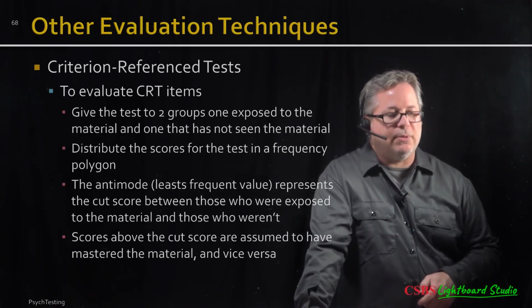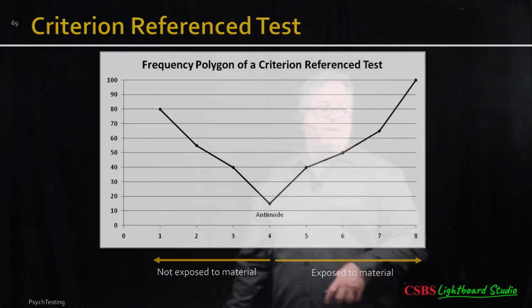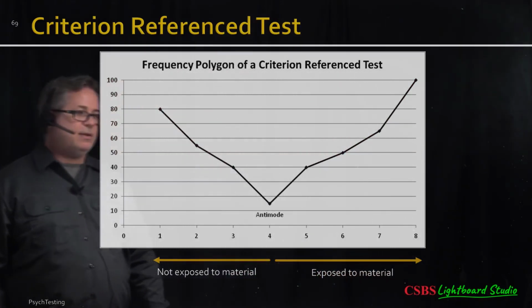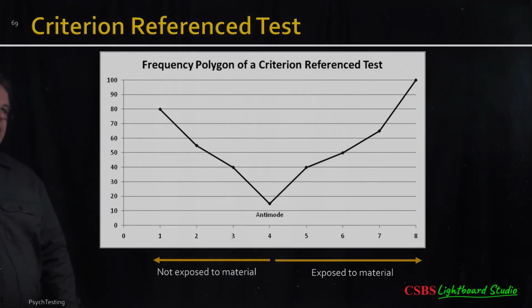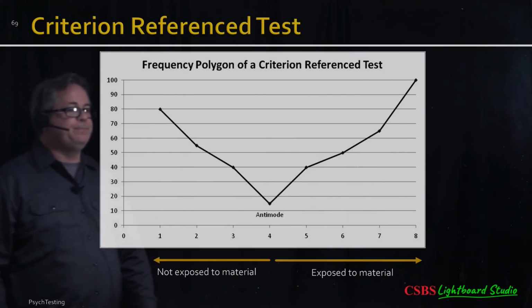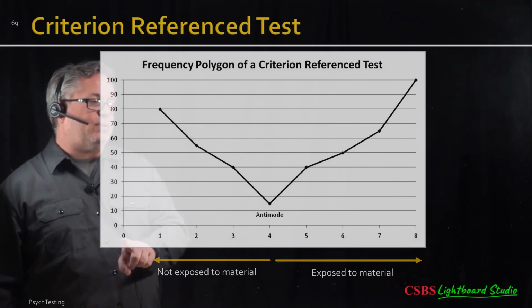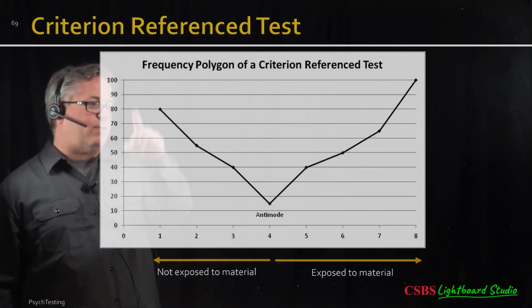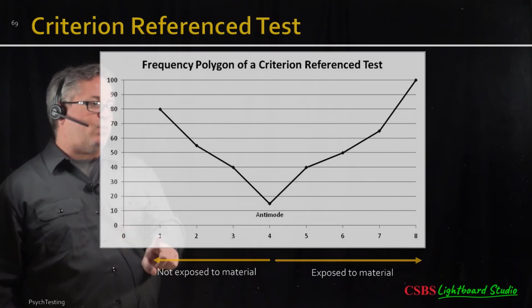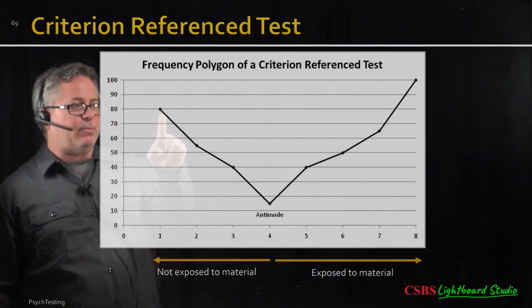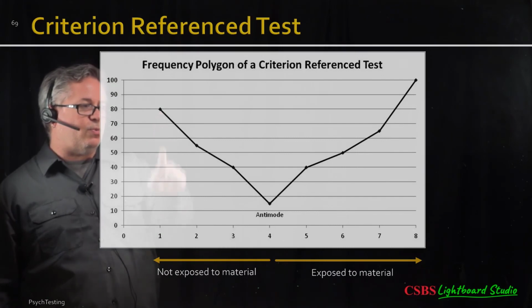Like, what does that mean? So this is what it looks like. So you have the anti-mode and the values above and below. You have someone who answered none of the questions correct. We have nobody in that category. Here are the people that got 1 answer correct, out of eight questions. There's 80 people, the frequency, 80 people who answered only 1 item correct.